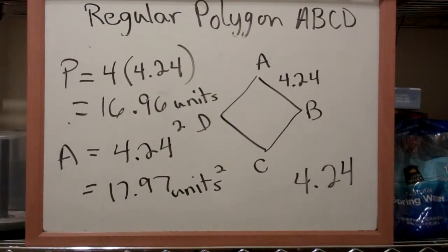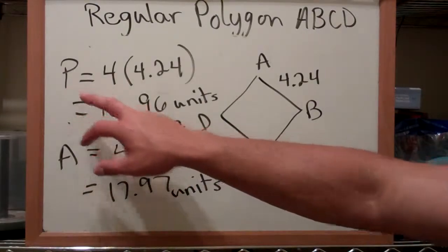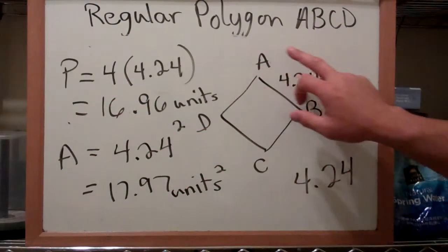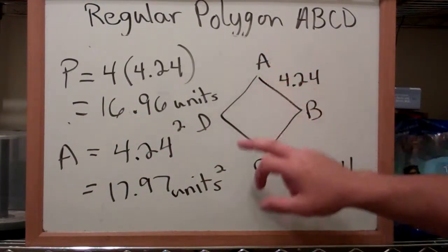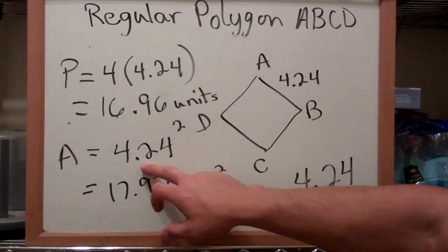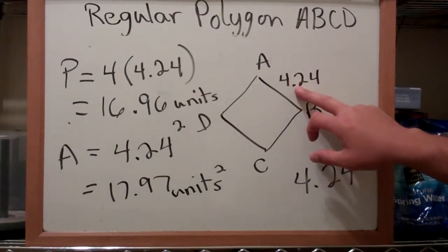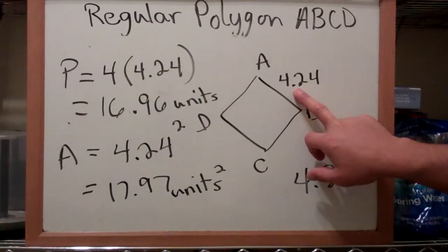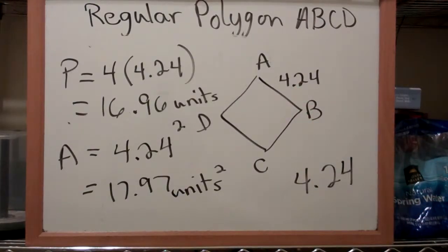So here we're finding 2 very different numbers with 2 different strategies. Here the perimeter, we multiply the side by 4 since there are 4 equal sides. And here we find the area by squaring the length of the side. So this would conclude our review of area and perimeter.